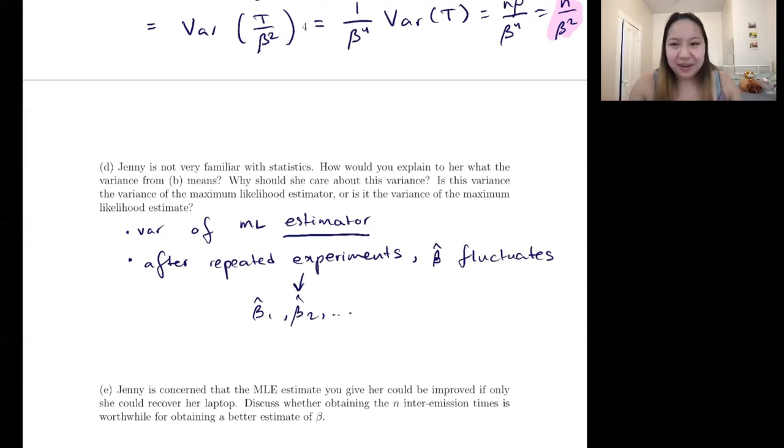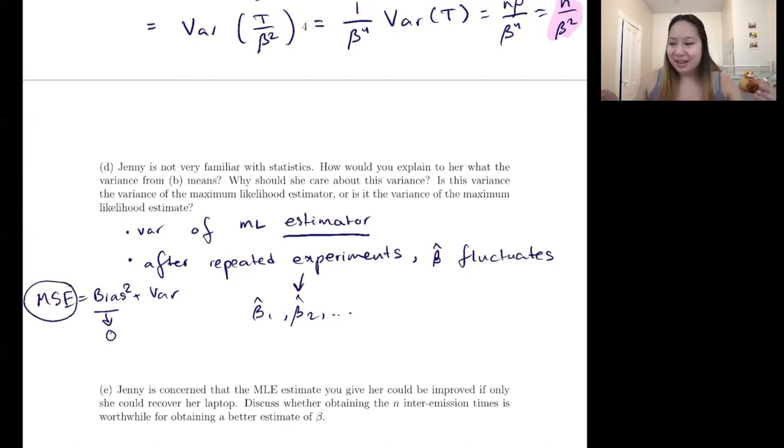The variance is always a contributor to the MSE. The MSE, if you want to recall, is bias squared plus variance. In this case, the estimator is unbiased, so the bias is 0, and the MSE is equal to the variance. And the MSE is one of our metrics for a good estimator.